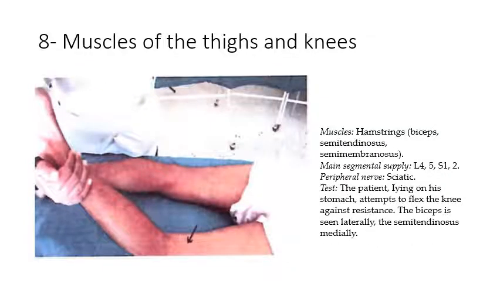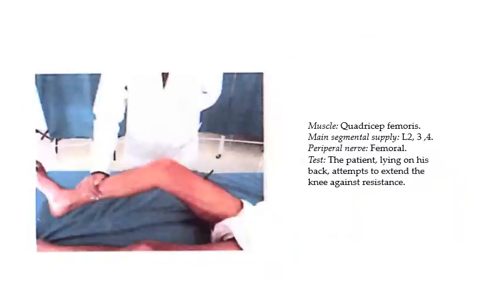The hamstrings, which are composed of the biceps femoris, the semitendinosus and semimembranosus, are supplied by L4, 5, S1 and S2, and the peripheral nerve is the sciatic nerve. They are examined by asking the patient while lying on his face to try to flex the knee against resistance. The biceps is situated laterally while the semitendinosus is situated rather medially.